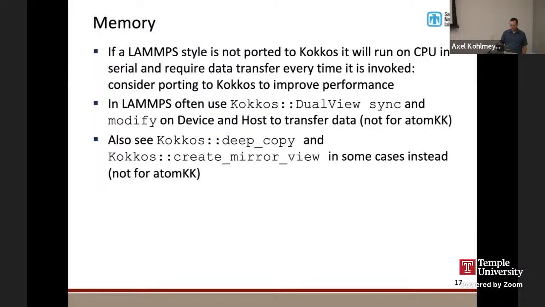Okay. So again, if the LAMMPS style is not ported to Kokkos, it will just run on the CPU in serial. So you really have two overheads. The first overhead is that it's not parallelized, so it's just running in serial. The second overhead is that you have to transfer data every time it's invoked. That's taking all the data from the GPU to the CPU, running it in serial, and then transferring. You don't know what you modify either, so you have to transfer all the data back up to the GPU as well. So if you port something to Kokkos, it's almost guaranteed to improve performance by reducing these overheads.